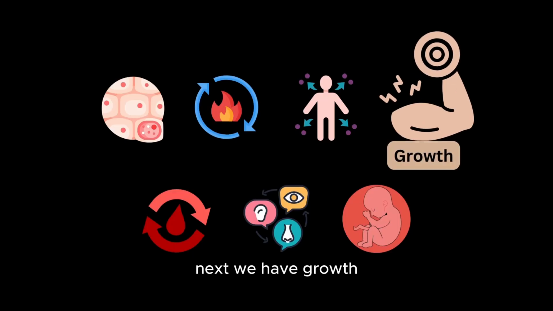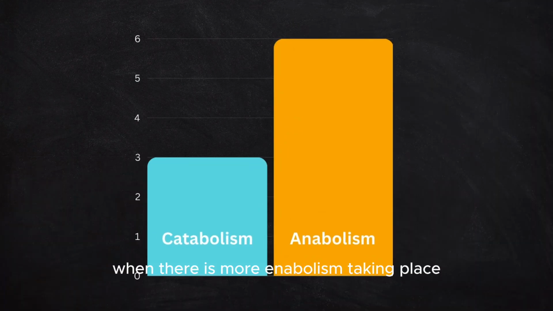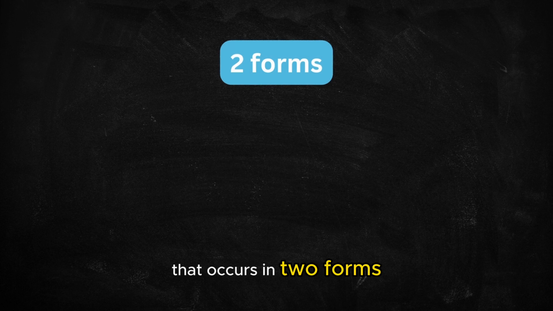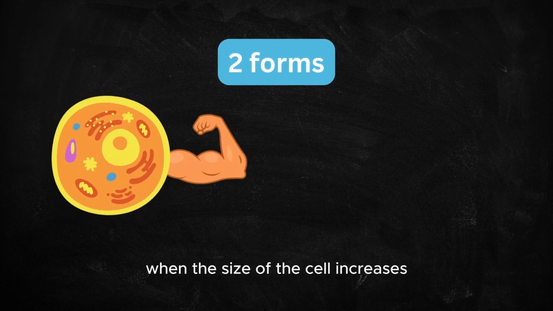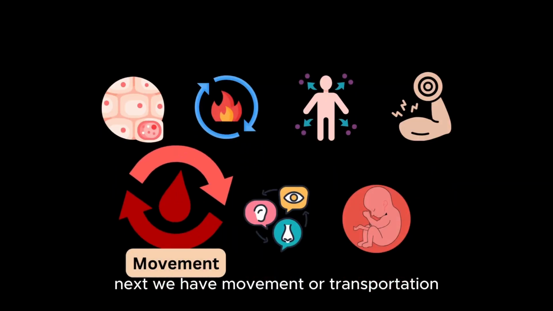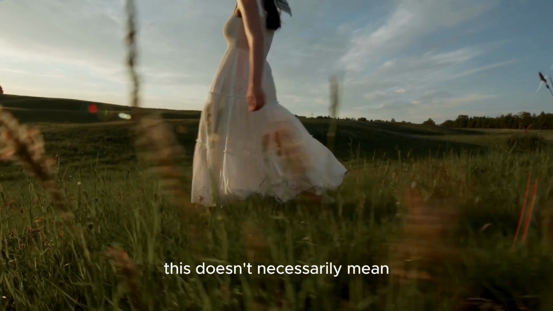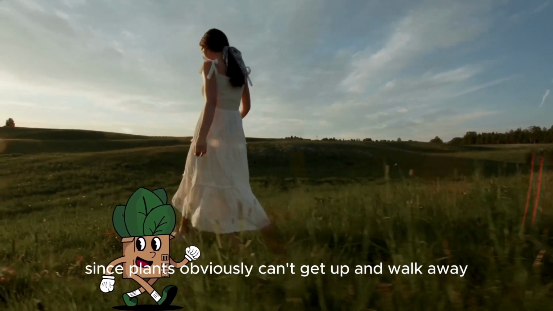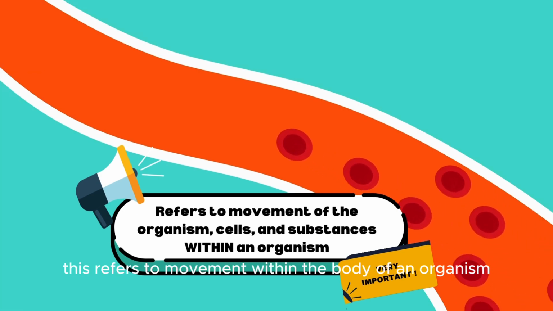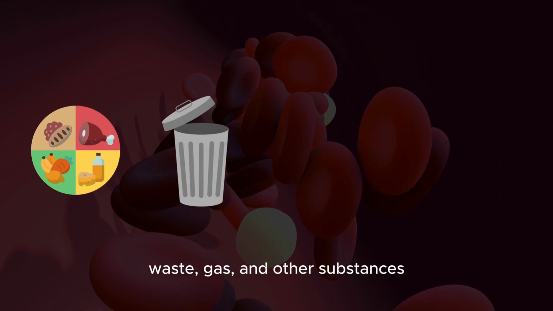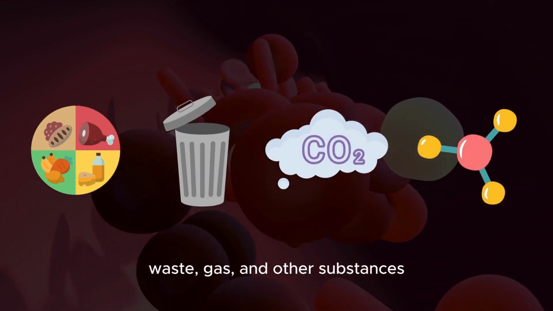Next, we have growth. When there is more anabolism taking place, the result is growth. That occurs in 2 forms: when the size of the cell increases, or when the number of cells increases. Next, we have movement or transportation. This doesn't necessarily mean physical movement of an organism, since plants obviously can't get up and walk away. This refers to movement within the body of an organism, such as movement of nutrients, waste, gas, and other substances.